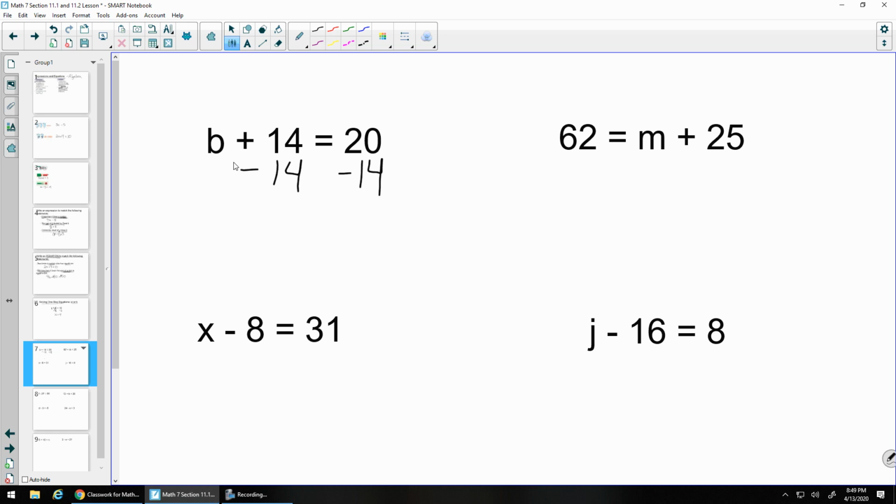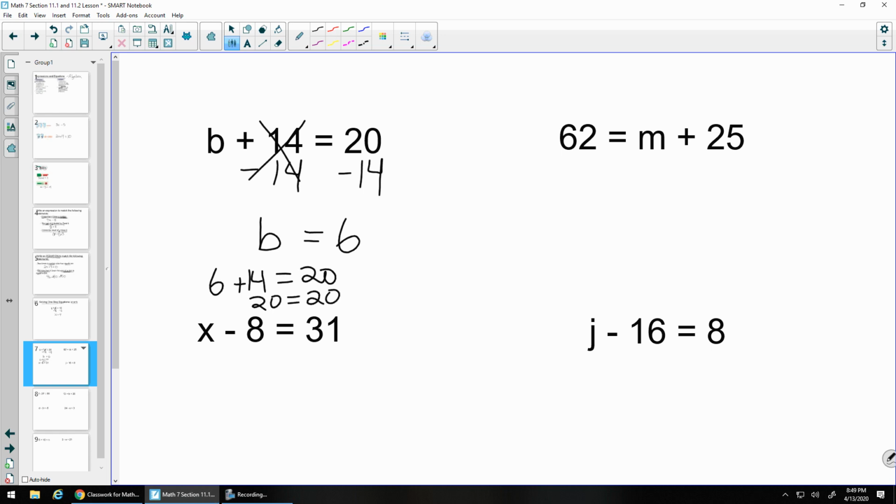Now I can simplify. This side I'm just left with b, because positive 14 minus 14 is equal to 0. This side, the right side, 20 minus 14 is equal to 6. Okay, now why don't I check it? So I can actually go back, and since I said b is equal to 6, that means if I put 6 in place for b, so I go 6 plus 14, does that equal 20? Yes, 6 plus 14 is 20, so 20 equals 20.